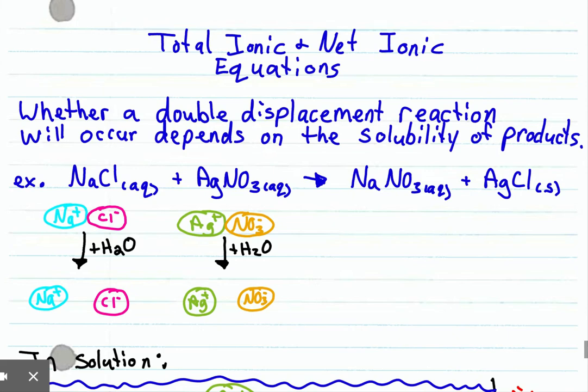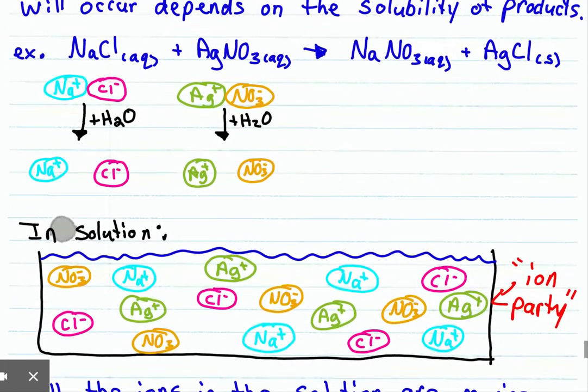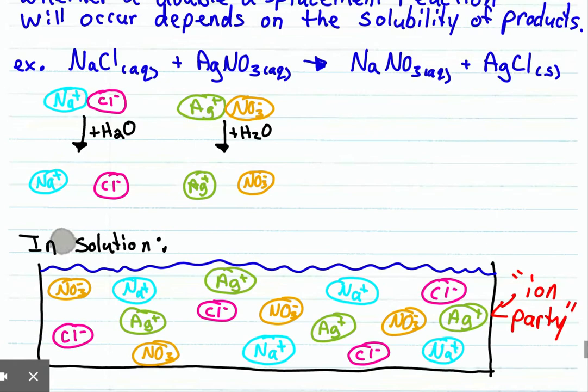If we were to mix these two substances together, we're going to get something that looks like this. So in our solution, we're going to have a whole bunch of sodium ions, chlorine ions, silver ions, and nitrate ions floating around in solution. And I like to call this the ion party.